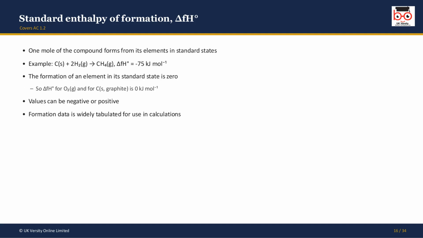Formation is about building a compound from scratch. 1 mole of the compound forms from its elements, each in its standard state. So for methane, that's solid carbon plus hydrogen gas reacting to give methane, with a formation enthalpy of minus 75 kilojoules per mole. Here's a handy point. The formation enthalpy of any element in its standard state is 0. So oxygen gas and graphite both come in at 0. Formation values can be negative or positive, and they're widely tabulated for use in calculations.